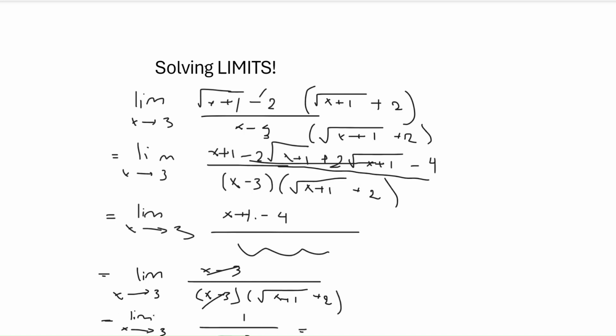There's no 0 on the bottom if we were to plug this in. So, for example, if we plug this in, we get 1 over the root of 3 plus 1 plus 2, which would give us 3 plus 1 is the square root of 4, which is 2, so we would get just 2 plus 2, which of course will give us just 1 over 4. So this whole thing works out to 1 over 4, and this is the answer to this limit.